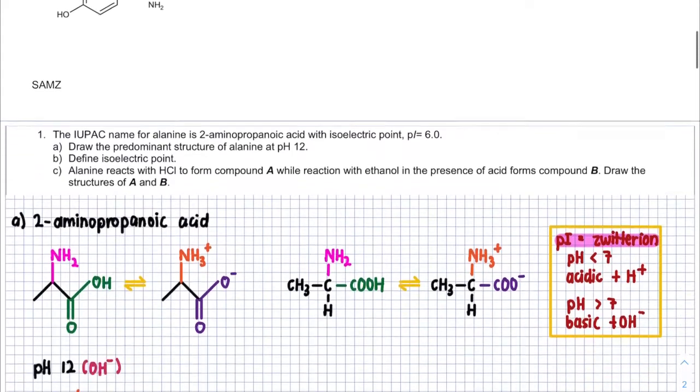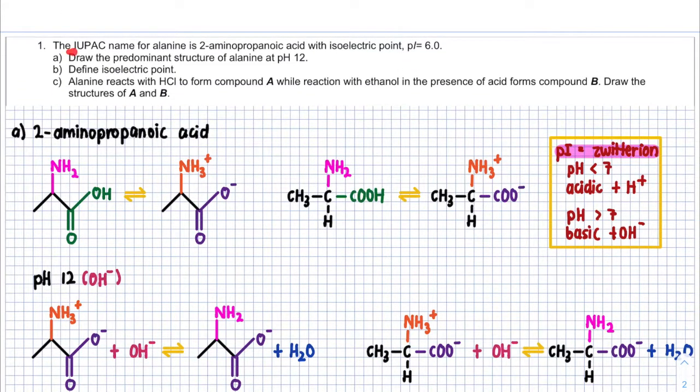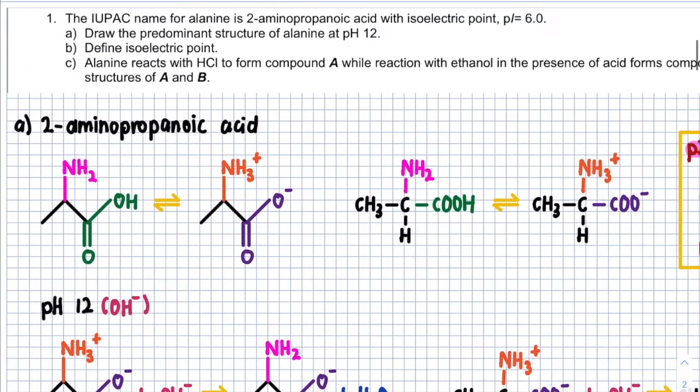Example number 1 mentions that the IUPAC name for alanine is 2-aminopropanoic acid with isoelectric point Pi equal to 6. Before anything, what I would like to draw is the 2-aminopropanoic acid. This is the skeletal structure and this is your condensed structure. Remember, we have 3 carbons: 1, 2, 3. On the third carbon, we have our double bond and OH, and on carbon number 2, we have our NH2.